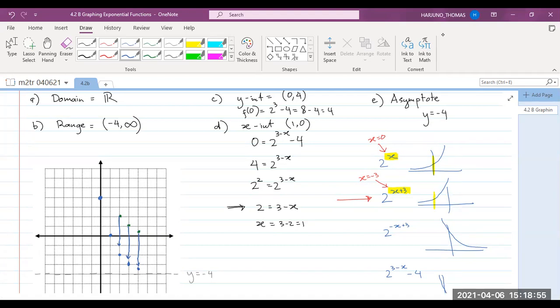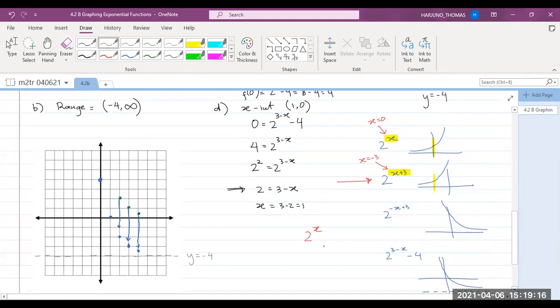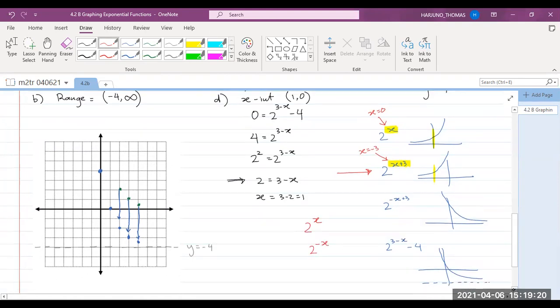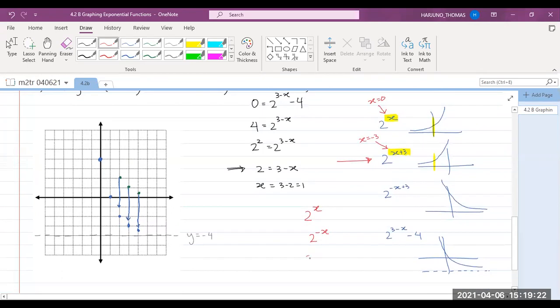Shouldn't it reflect first, then move to the left? No, moving to the left is when you replace x by x plus 3. So if you start with 2 to the x, and then you reflect, this is what it looks like. Now, when you move 3 units to the left, you replace x by x plus 3.